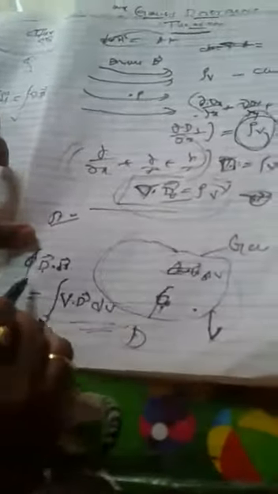So this is the statement of the Gauss divergence theorem: the closed surface integral of D dot ds is equal to the volume integral of del dot D dv. So this is the Gauss divergence theorem, or simply the divergence theorem, as we know. Is it clear?